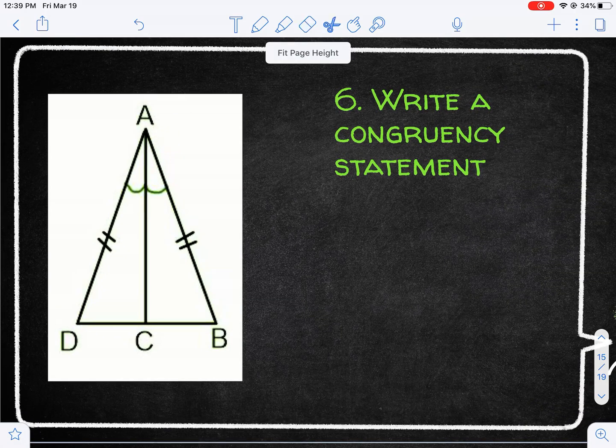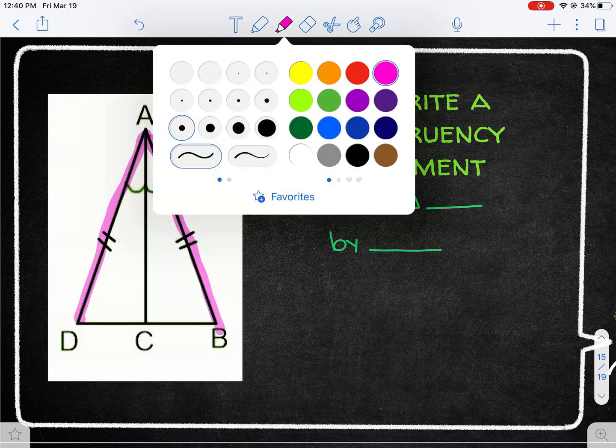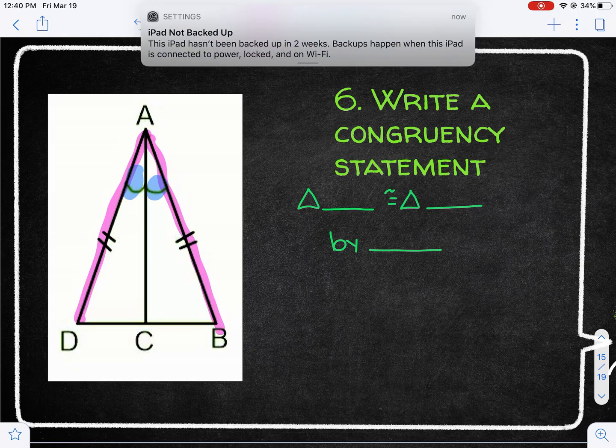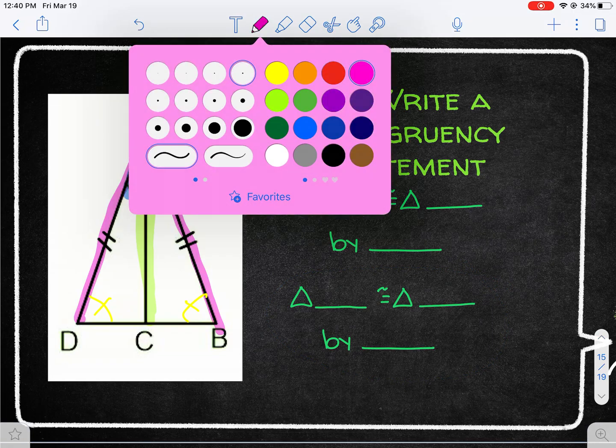Again, I'm asked to write a congruency statement. This one's similar to one that we did before. Again, I'm given this side is congruent to this side, these two angles are congruent. Because it's isosceles, I have a choice now. I can either say, hey, these two angles are congruent because they're base angles, or I can say, hey, you know what? This side's congruent to itself. Either way works. Okay, so again, there are multiple ways to solve this one, and that's okay.